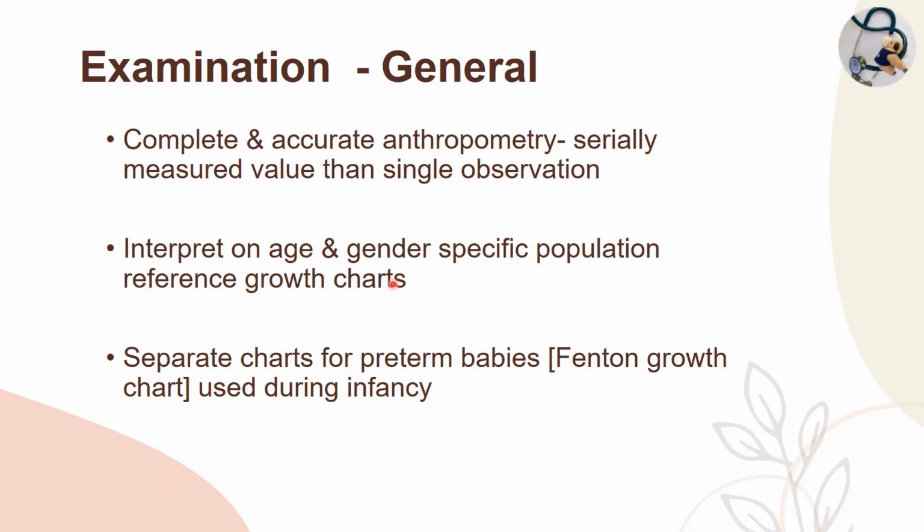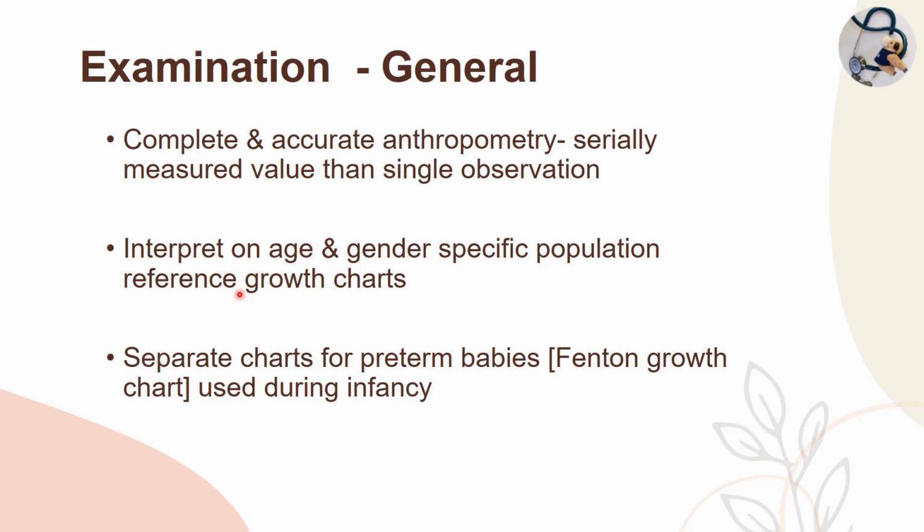Then move on to examination. You have to start with the general examination. Very important in general examination is that you have to do complete and detailed anthropometry measurements, especially the weight, height and head circumference. These values are measured serially on different occasions. A single observation is not confirmatory for failing to thrive. So you need to take serial measurements, calling them after a week or maybe a month, so that we can follow up.